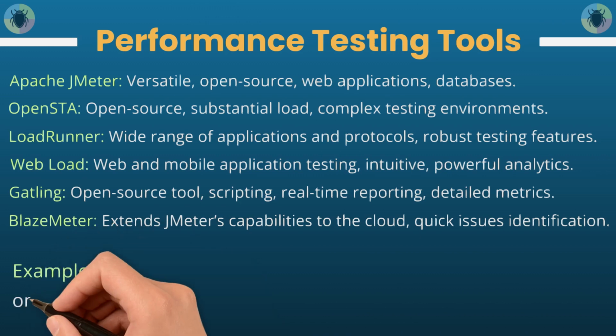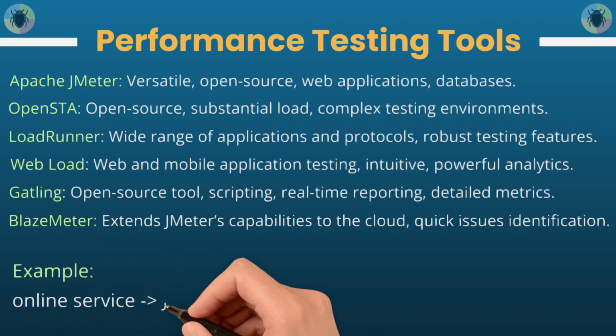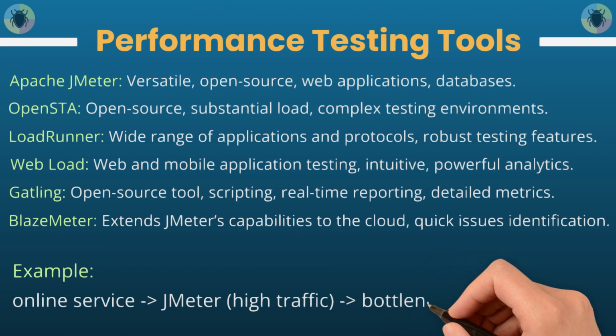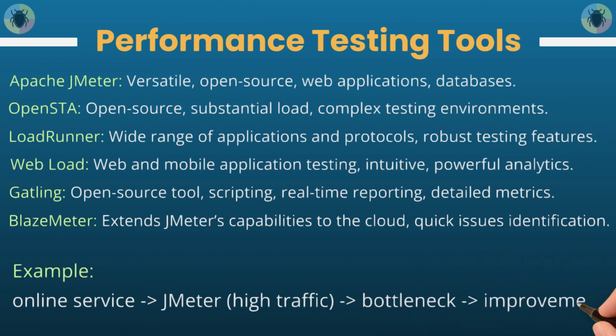Example: Apache JMeter is a go-to tool for load testing, capable of simulating thousands of users to assess how well your application handles peak loads. For instance, if you're launching a new online service, JMeter can help you understand how your system performs under high traffic conditions, providing insights into potential bottlenecks and areas for improvement.